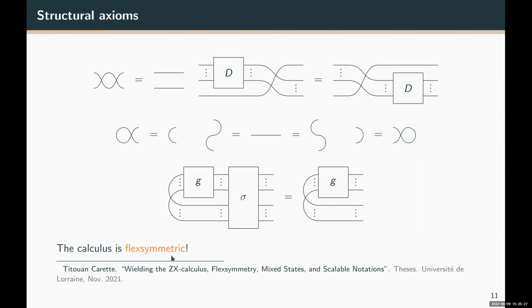So the upshot of this is that the calculus is flex symmetric, and we can really treat any diagram as just a labeled graph, where if I ever need to calculate the interpretation, I just map it back to any equivalent representation within the formal generators and use the functoriality of the interpretation.